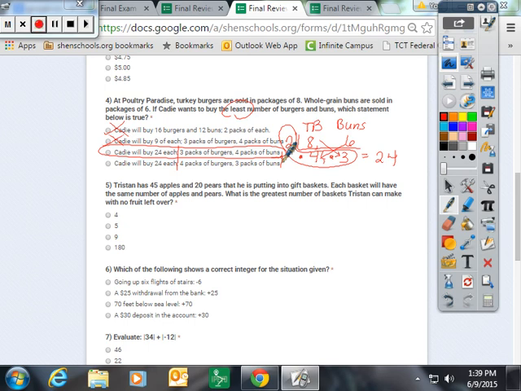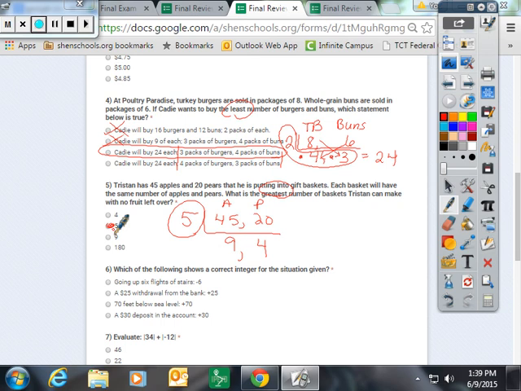Okay, number 5. Tristan had 45 apples and 20 pears that he's putting into gift baskets. Each basket will have the same number of apples and the same number of pears in it. Okay, not the same number of apples and pears together, okay? What is the greatest number of baskets, GCF, that Tristan can make with no fruit left over? I'm going to divide both of these by 5. Okay, so the greatest number of baskets is found by multiplying the numbers on the side, and in this case it's 5 here. Okay. This one is different.